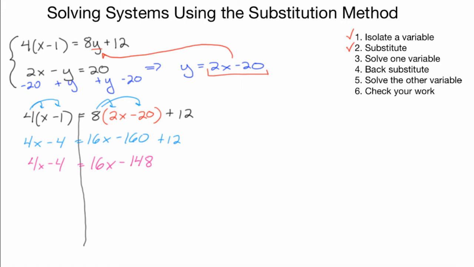I still have x's on both sides, so I'm going to subtract 4x from both sides. That turns the left side into 0. I'm also going to add 148 to both sides, moving that 148 to the other side. Now 16x minus 4x leaves me with 12x on the right. The 148s cancel out, and on the left side, negative 4 plus 148 is 144.